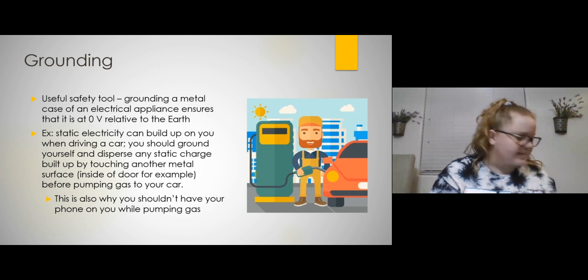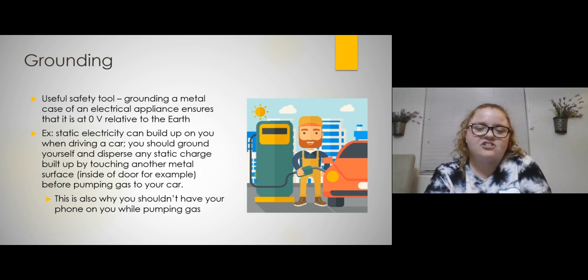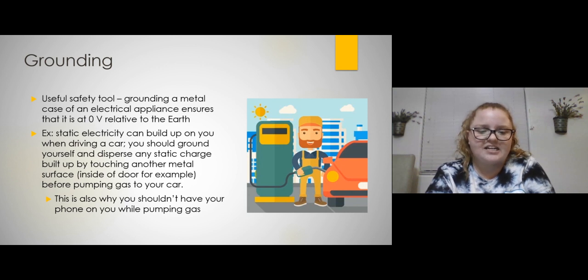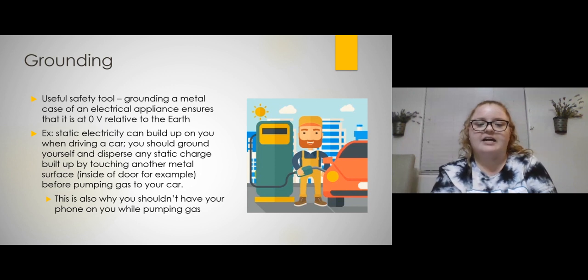That'll disperse any static electricity or static charge that's built up on you. This is important because any kind of spark between you and the gas could cause an explosion. I wouldn't say it's that bad, but this is what I grew up understanding. So just be safe, discharge yourself, or ground yourself before you pump your gas.